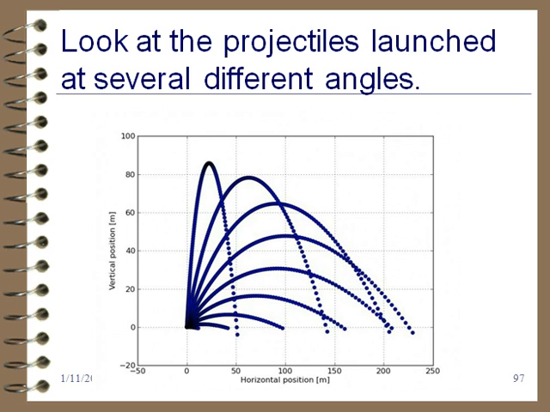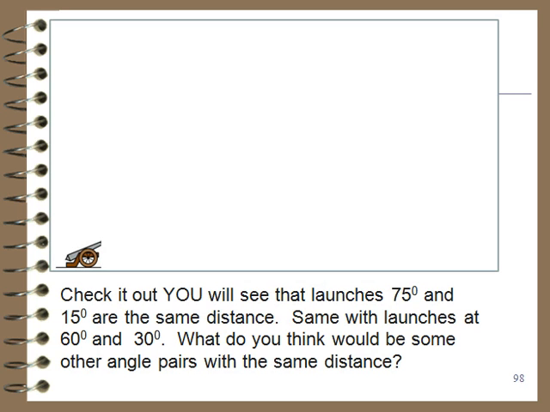There are some actual pairs here that are really cool to look at. I gave you this picture to draw from. Check it out. You will see that 75 degrees and 15 has the same distance, and that 60 and 30 has the same distance. So I have a question for you. What can you tell me about these pairs? Let me show you a picture here real quick.